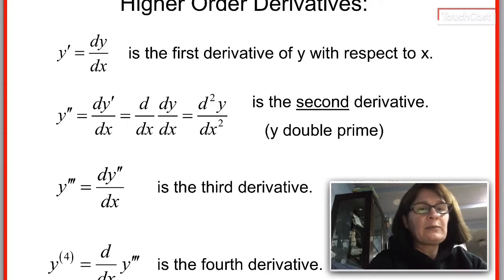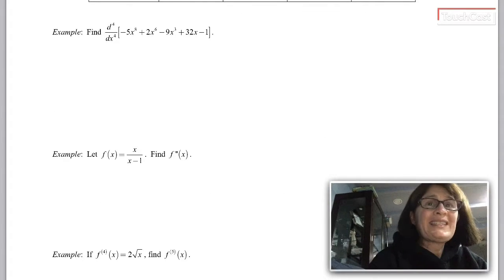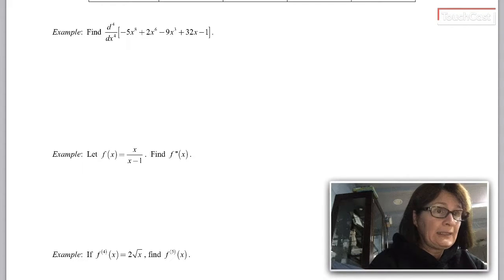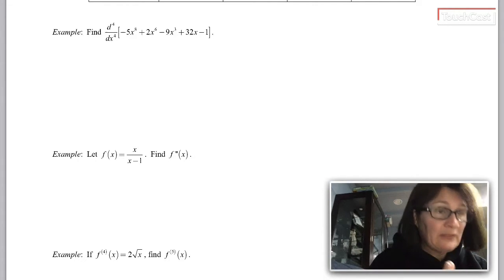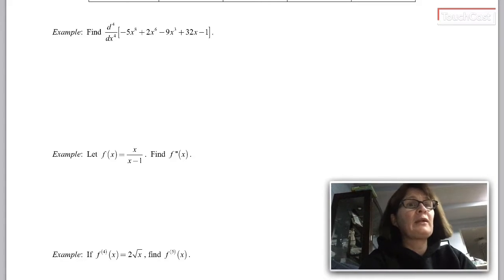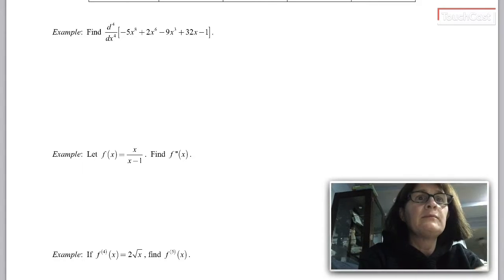So some examples. This first one, this notation means take the fourth derivative of negative 5x to the eighth plus 2x to the sixth minus 9x cubed plus 32x minus 1. There is no shortcut to take the fourth derivative except to take the first derivative and then to take the second derivative and then the third and then the fourth. So I'm going to keep my work clean here.